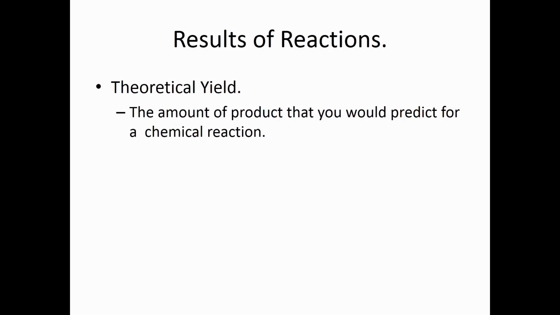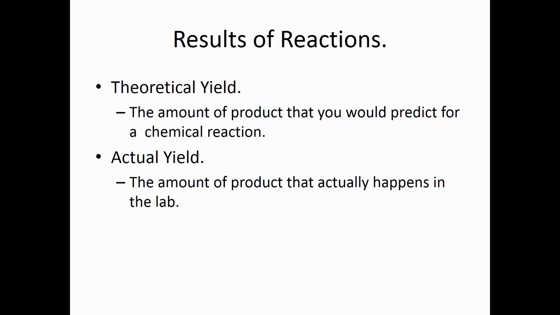Everything we've been doing so far with stoichiometry has essentially been finding a theoretical yield. Every time you're given some amount of a reactant and asked to find how much of a product you would create, you are determining a theoretical yield. The theoretical yield is an amount of the product that you would predict from an amount of one of the reactants.